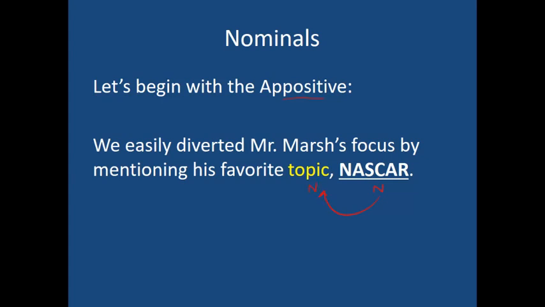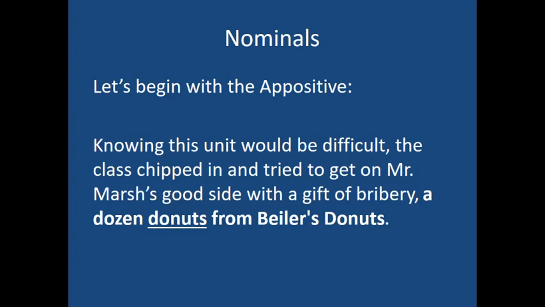So they're two nouns sharing the exact same position, and therefore they've been placed in the same exact spot. I could say, knowing this unit would be difficult, the class chipped in and tried to get on Mr. Marsh's good side with a gift of bribery, a dozen donuts from Byler's Donuts. Literally, the word donuts is renaming the word gift. Donuts is the appositive renaming gift. So you're saying, hey, we tried to get on his good side with a dozen donuts, but I'm renaming it with that word donuts to the word gift.